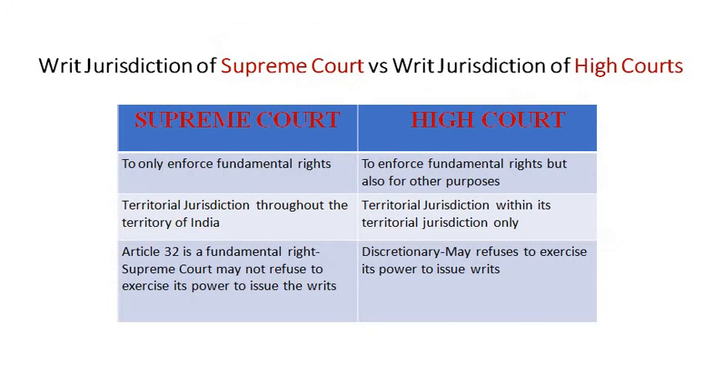Then comes the writ jurisdiction of the Supreme Court versus the writ jurisdiction of the High Court. The Supreme Court can issue writs only to enforce fundamental rights, while the High Court can do so for fundamental rights but also for other purposes. The Supreme Court's territorial jurisdiction covers the entire country, and the High Court's is within its state. Article 32 is a fundamental right: the Supreme Court may not refuse to exercise its power to issue writs, whereas the High Court, at its discretion, may refuse.